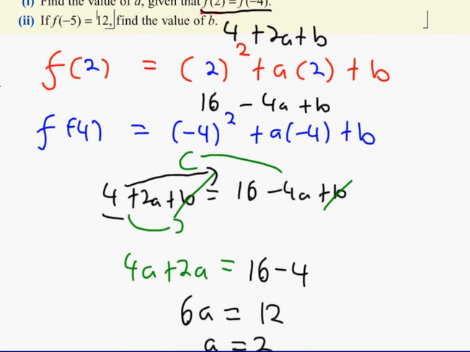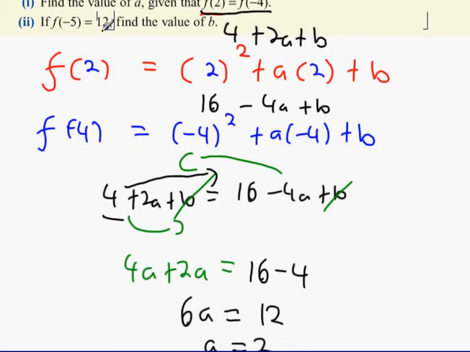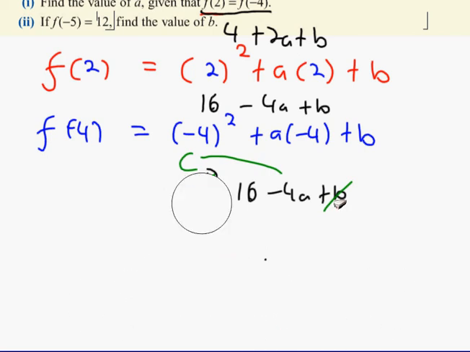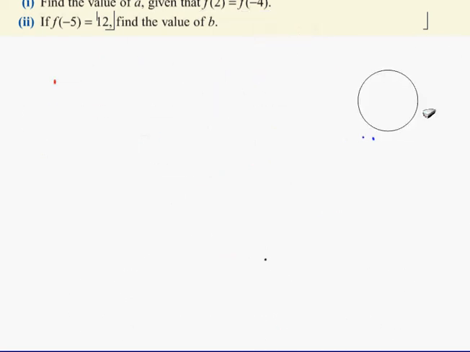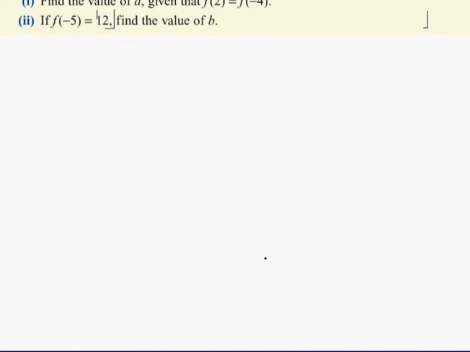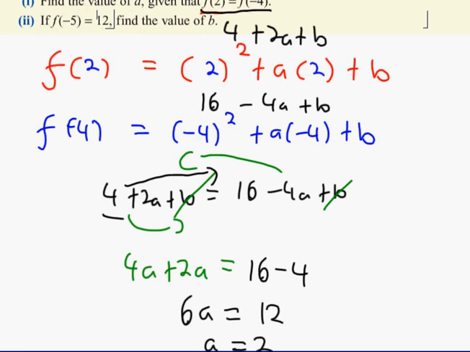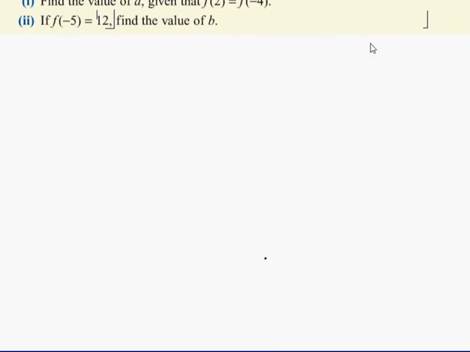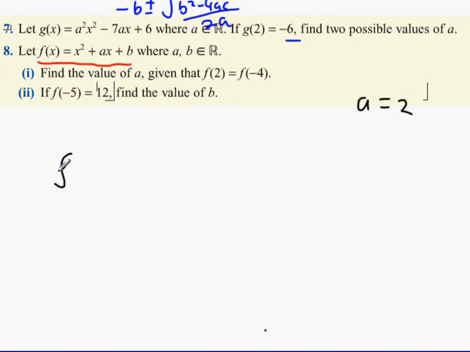B. It says, if f of minus 5 is 12, find the value of b. So we go back to the top. Now, we once again use our f of x expression. So what did we say a was again? A is 2. Okay? So a is 2. What does our full equation change into? f of x equals x squared. What's a going to be now? 2. And what's b? We don't know yet.